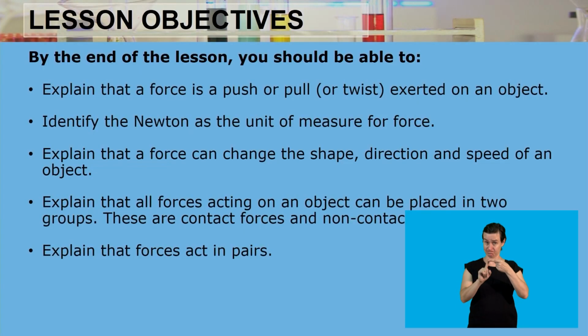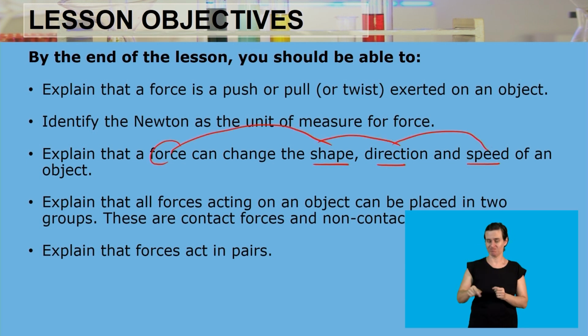Now, with that said, there are certain things that I want us to achieve by the end of the lesson. Number one, I want you to know how to explain a force as a push or pull or even a twist exerted on an object. Also, you should be able to identify the newton as the unit of measure for force. And then you also need to be able to explain that a force can change the shape, direction, and speed of an object. So this force can do all of these three things.